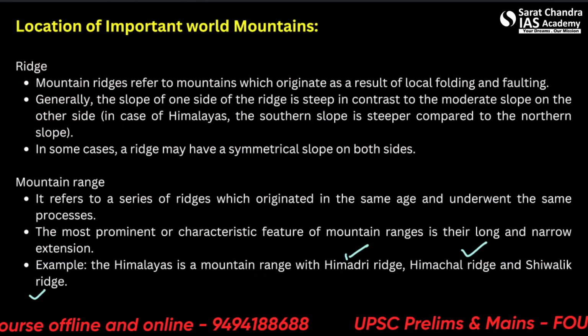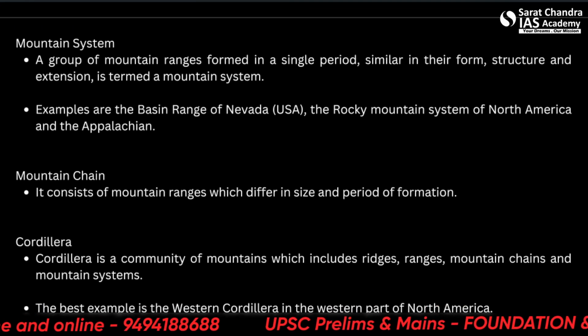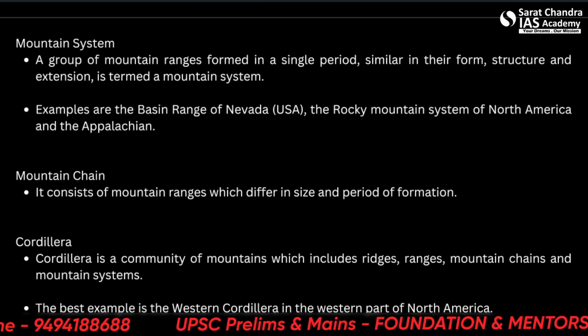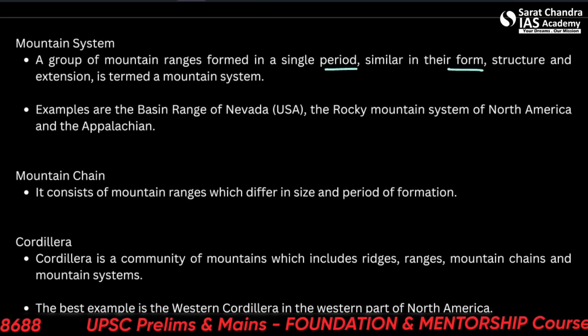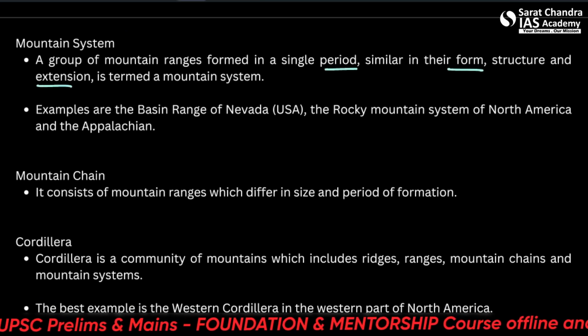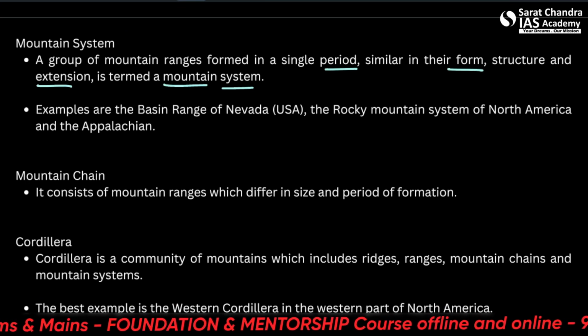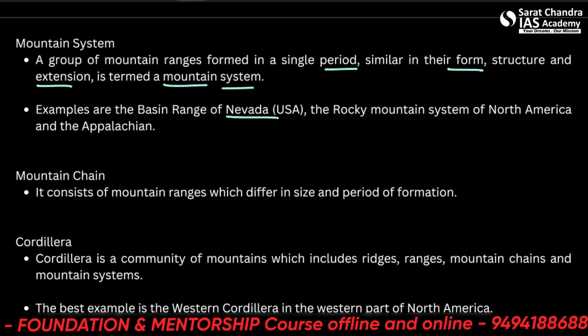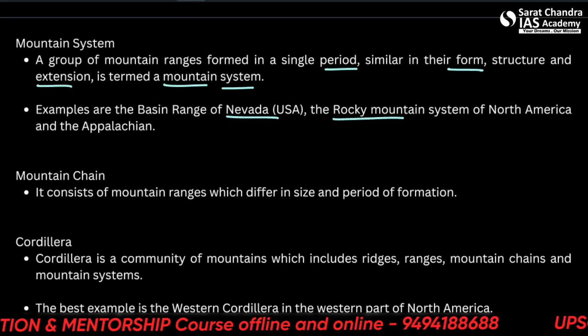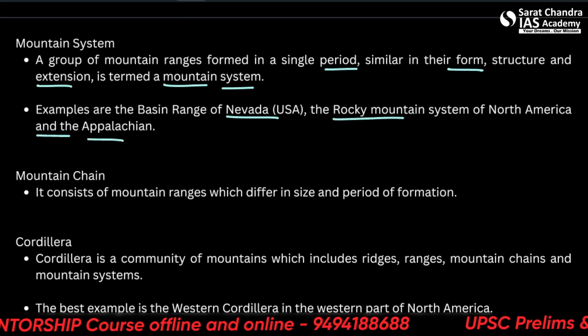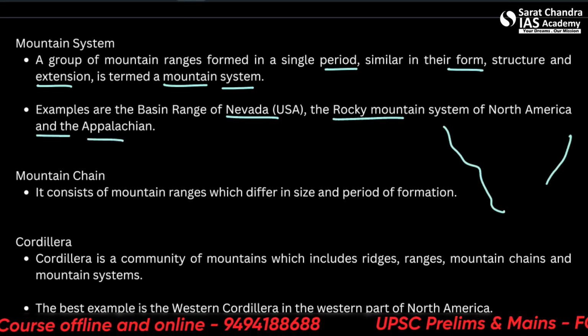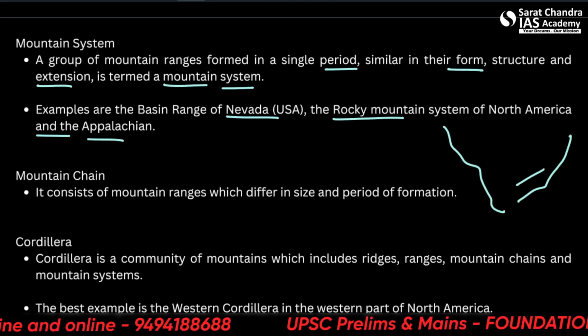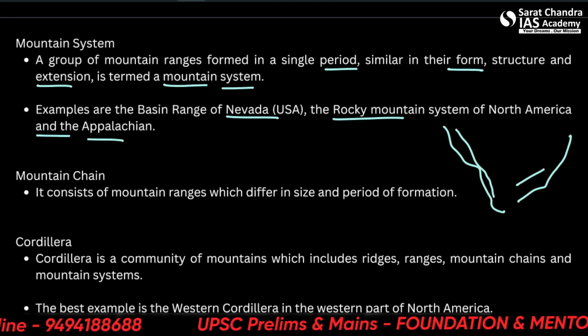When we come to a mountain system, a group of mountain ranges formed in a single period, similar in their form, structure and extension, is termed a mountain system. Examples are the Basin Ranges of Nevada, the Rocky Mountain system of North America and the Appalachians. When we draw the USA, the Appalachians are here and the Rockies are on this edge.